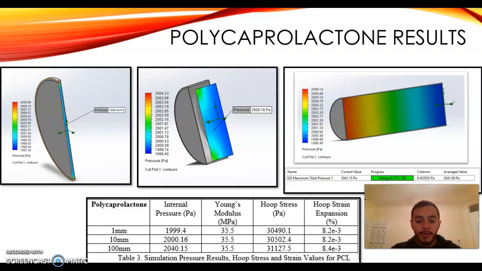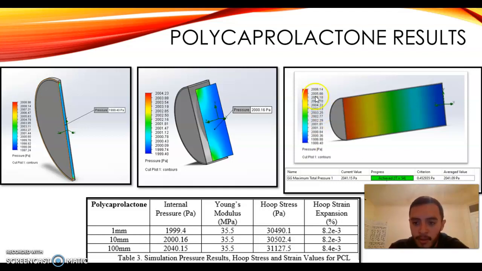Using those pressure values, we were able to determine the hoop stress. Once again, the 100 millimeter length vessel experienced the largest internal hoop stress with 31,127.5 pascals. This large hoop stress is going to give us the largest hoop strain expansion for this material at right around 8.4 times 10 to the negative 3%.